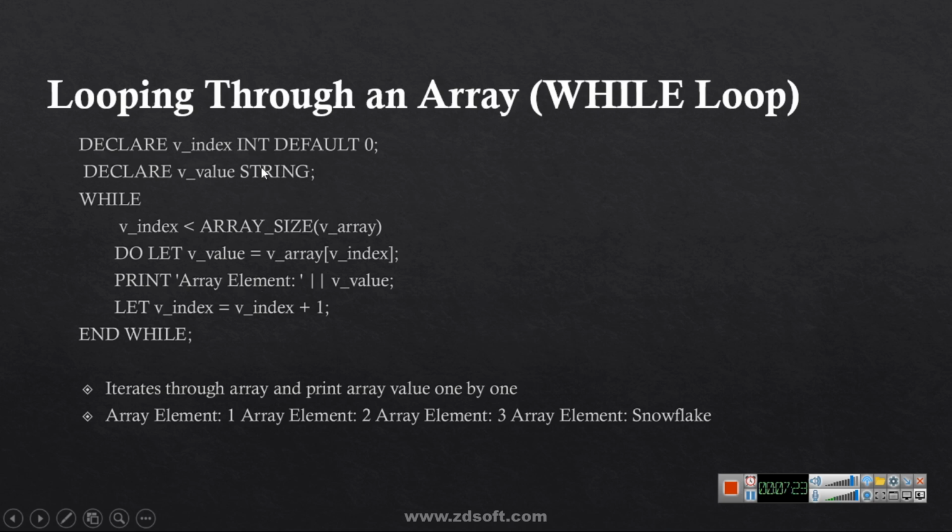Then looping through an array. So here we are looping through an array for that particular array where we have assigned those 3 values like 1, 2, 3 and snowflake. To do that, firstly we will declare one index variable assigning value as default 0, then we will declare one v value string, and we will compare that particular index with that array size, and then we will print that array element, and after that we will increment the index with +1, so that in this way we will print the values like array element 1, then array element 2, then array element 3, and lastly array element snowflake.